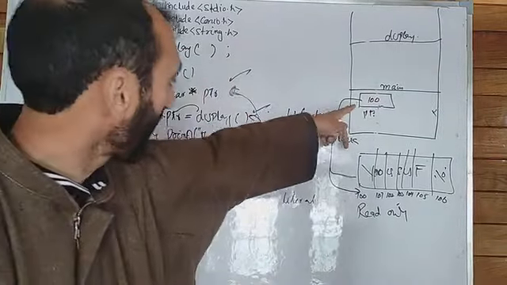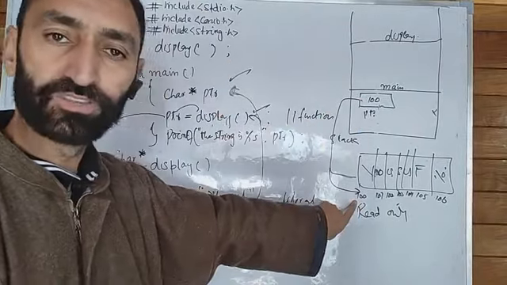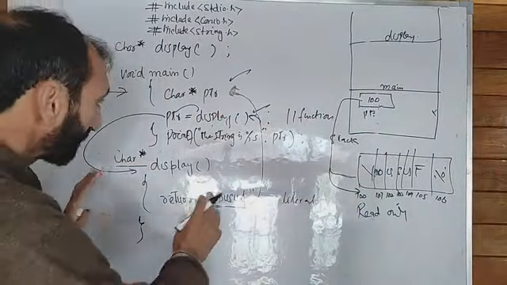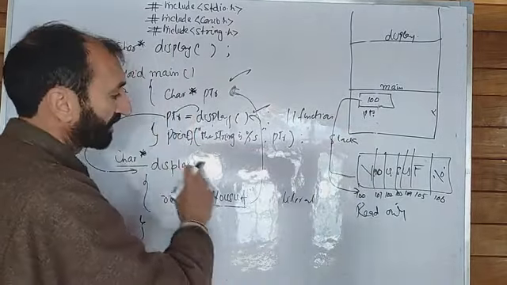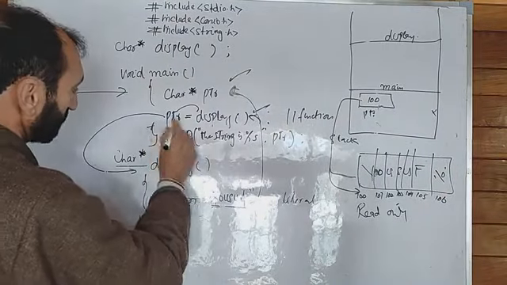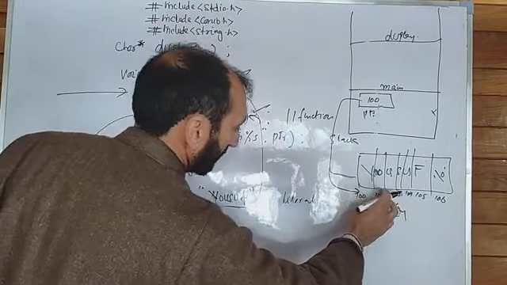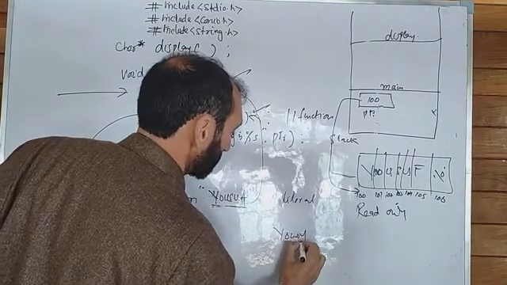So this ptr now points to 100. With the help of this pointer ptr, we can access this memory. After that, the string of ptr, Yousuf, gets printed.